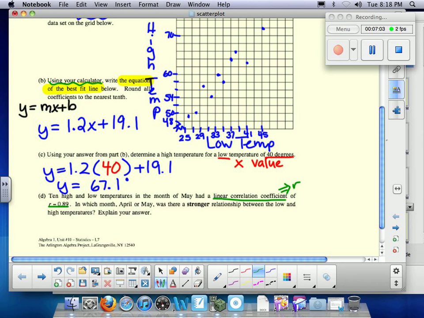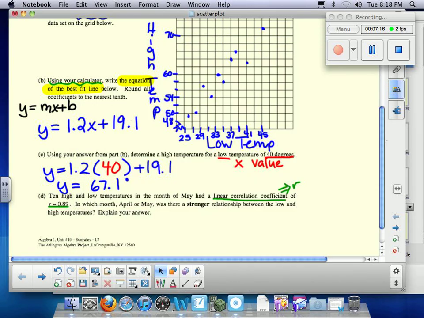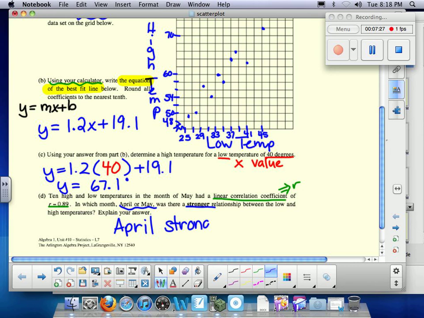Up above, we have the information for the month of April. We have to go back and look at our calculators. What was our R value for April? About 0.95. So, did April or May have a stronger correlation coefficient? April was stronger because its R was 0.95.